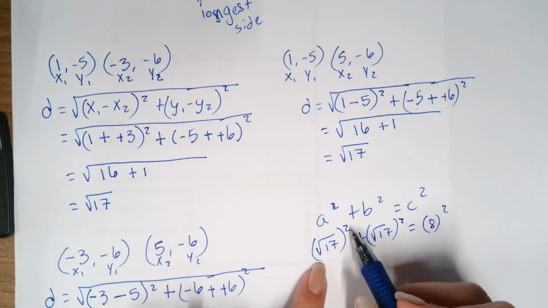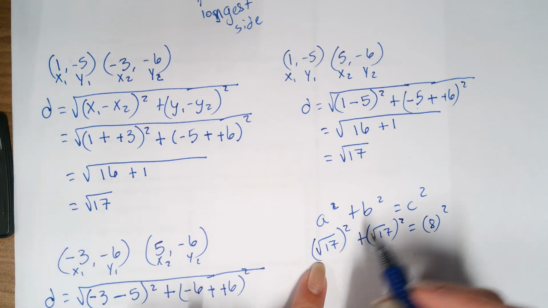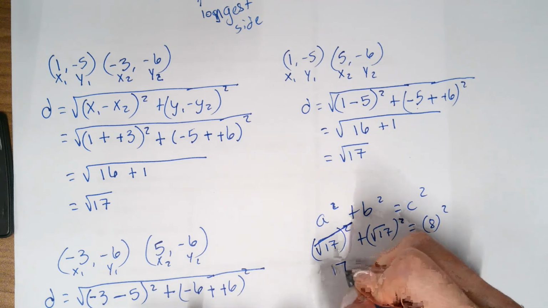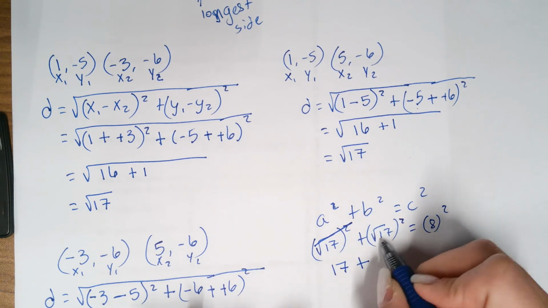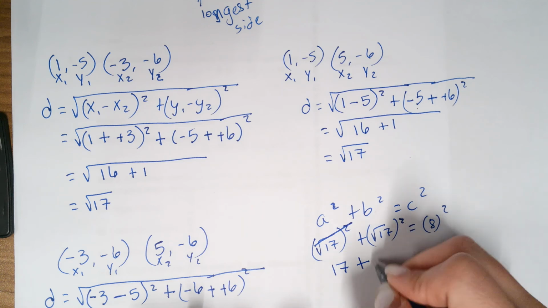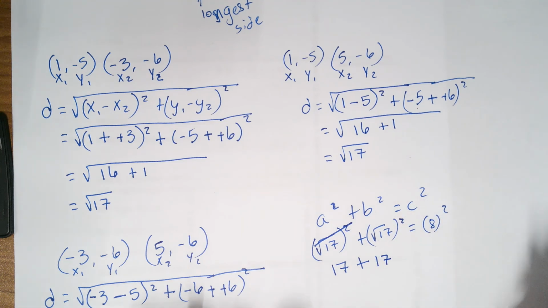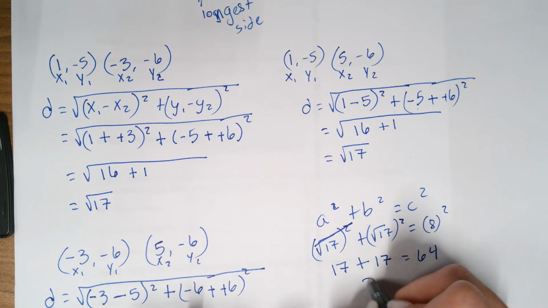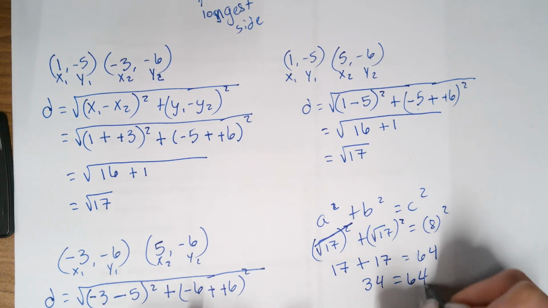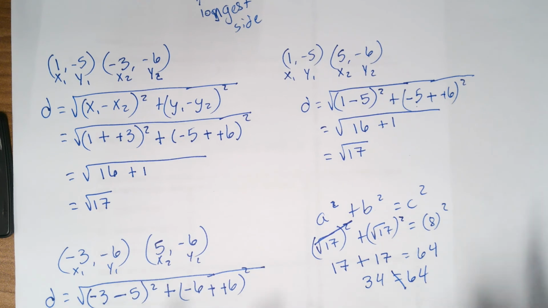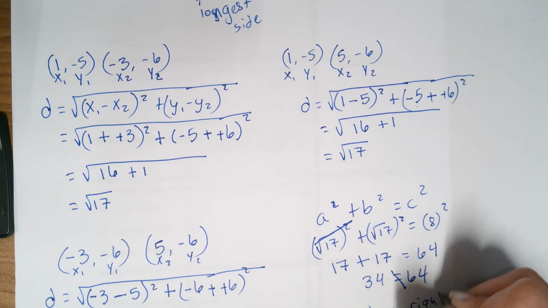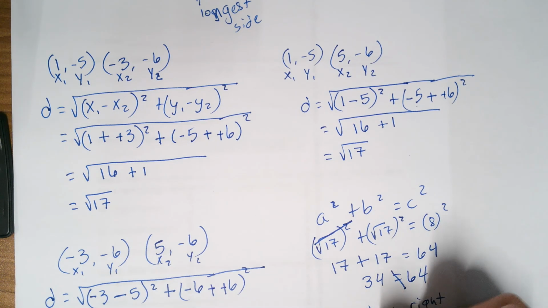So the square root of 17 squared, when we square a square root, these are inverse operations, so they cancel out. So this gives me 17 plus, likewise here, the square root of 17 squared is going to cancel out and give me 17. And 8 squared is 64. So 17 plus 17 is 34, and we know 34 is not equal to 64. So what that tells me is this is not a right triangle.